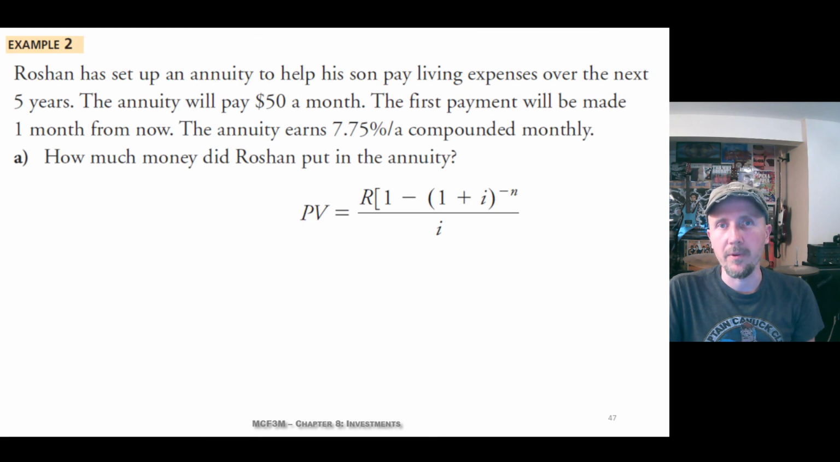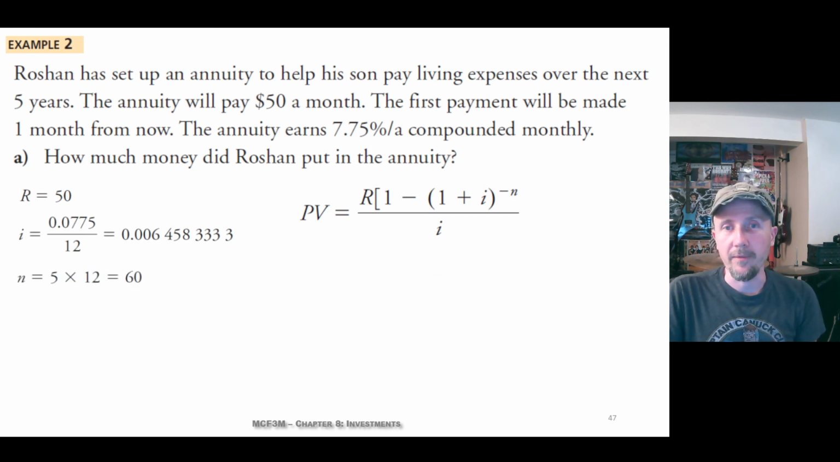So let's look at a couple here. Roshan has set up an annuity to help his son pay living expenses over the next 5 years. The annuity will pay $50 a month. Oh, this is almost exactly like what I said. The first payment will be made 1 month from now. The annuity earns 7.75% compounded monthly.